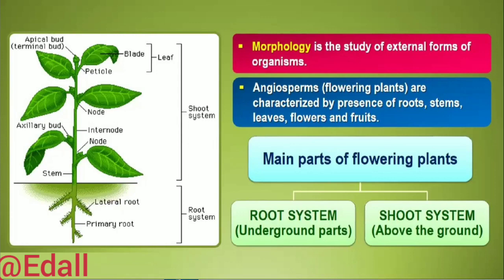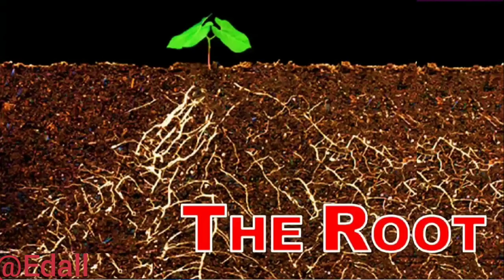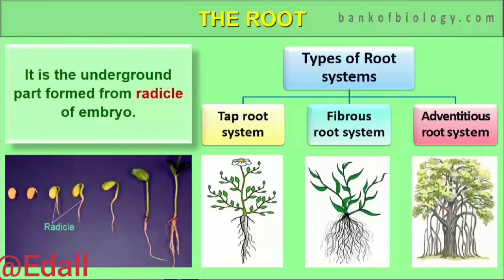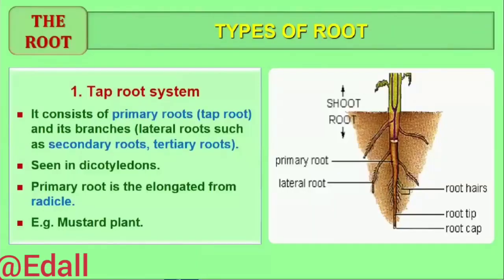If you pull out any weed, you will see that all of them have roots, stems and leaves. They may be bearing flowers and fruits. The underground part of the flowering plant is the root system, while the portion above the ground forms the shoot system. The root: in the majority of dicotyledonous plants, the direct elongation of the radicle leads to the formation of the primary root which grows inside the soil.